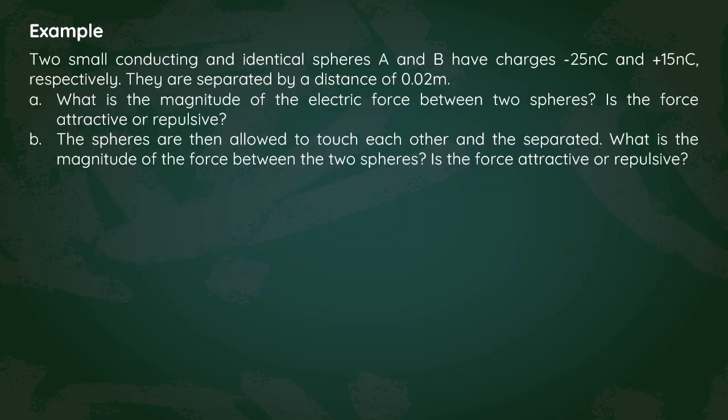Now let's look into a sample problem. Two small conducting and identical spheres, A and B, have charges of negative 25 nanocoulombs and positive 15 nanocoulombs respectively. They are separated by a distance of 0.02 meters. Question A: what is the magnitude of the electric force between the two spheres, and is the force attractive or repulsive?